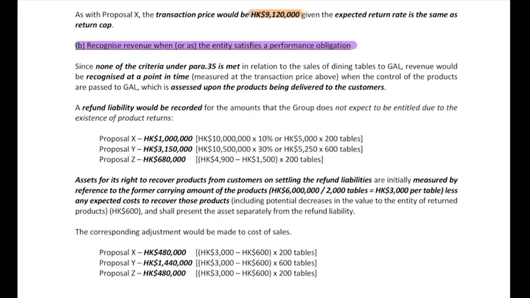For this question, we recognize revenue at a point in time when the products are delivered to the customer. After that, we must account for the return liability. Return liability for proposal X is equal to 1,000. Proposal Y is 3150. Proposal Z is equal to 680.